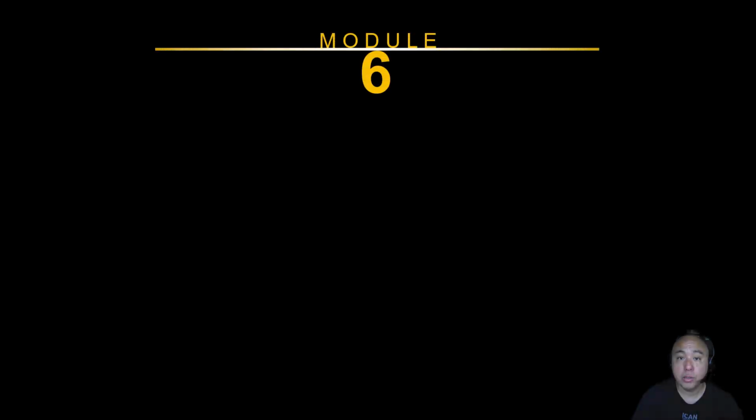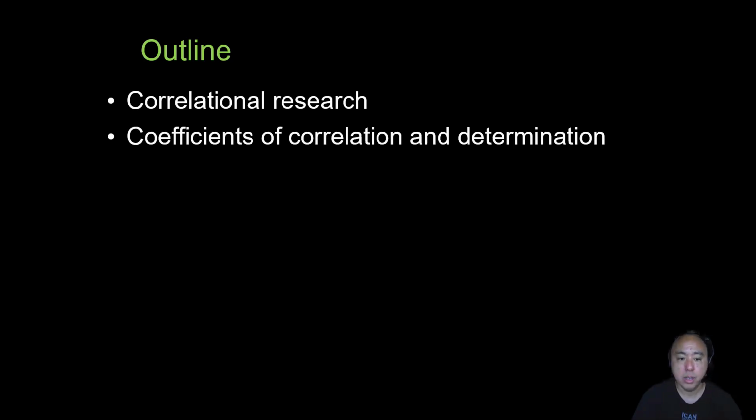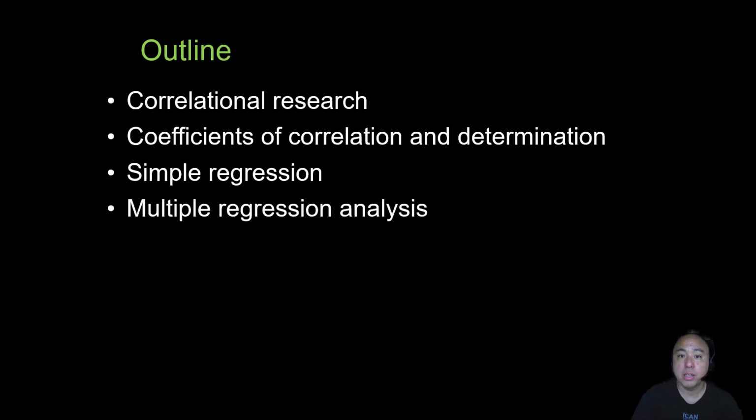So in this video, we're going to take a look at the relationships between variables and how we use correlational analysis in some of the more common research designs in kinesiology, sports science, and exercise science in general. We'll define the coefficients of correlation and determination, and I'll go over how we use simple and multiple regression analysis to predict or estimate a dependent or response variable.